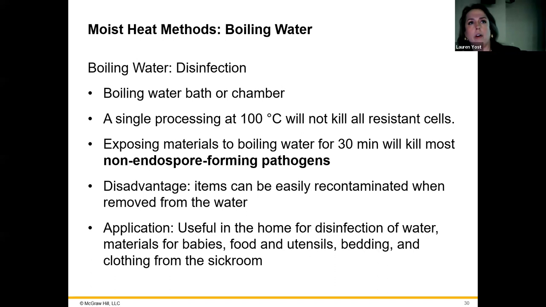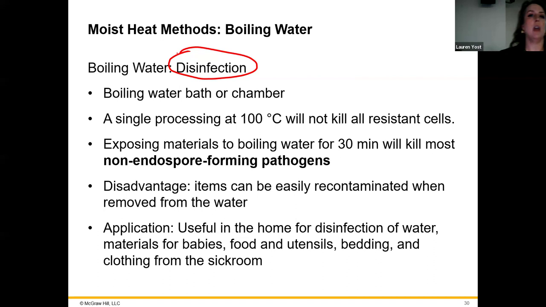Okay, boiling water. Boiling water is great for disinfection. I want to be clear: disinfection is not sterilization. So you cannot sterilize with boiling water. Processing at 100 degrees Celsius in one exposure, which is usually what people would be doing, even for 30 minutes, will not kill all resistant cells, but it will kill most non-endospore-forming pathogens.